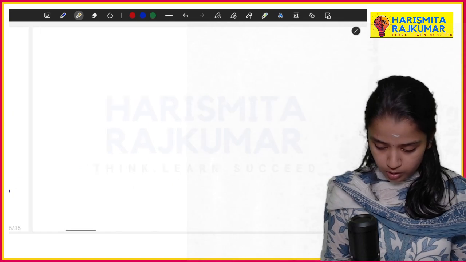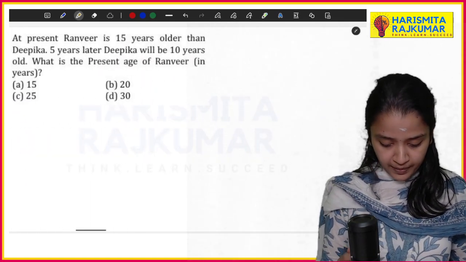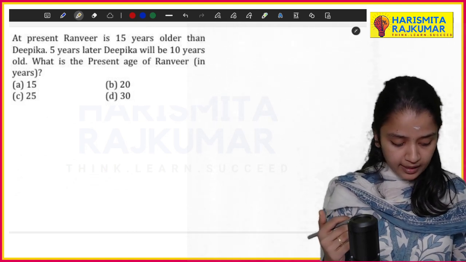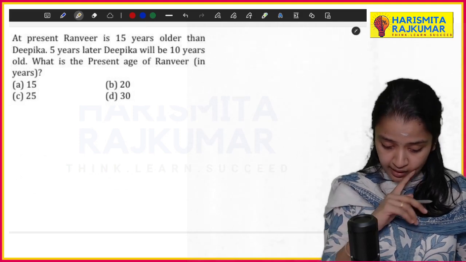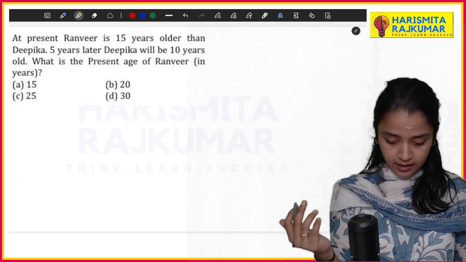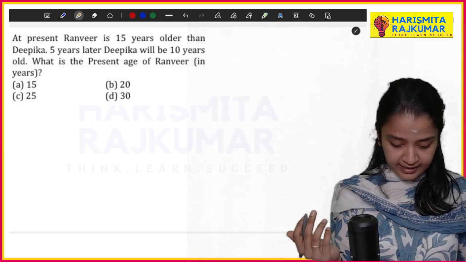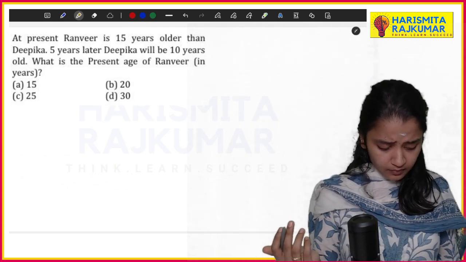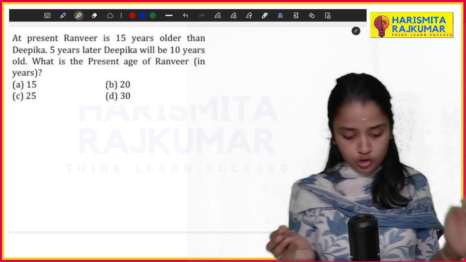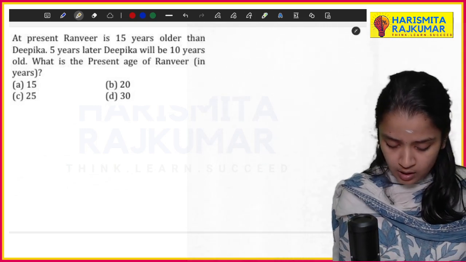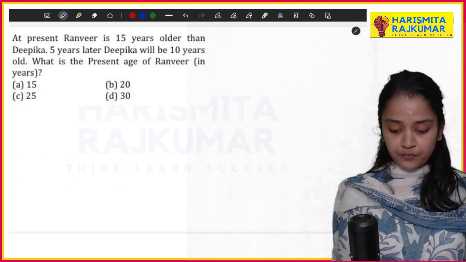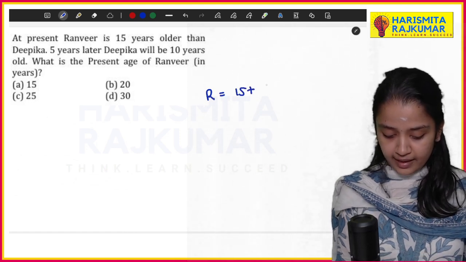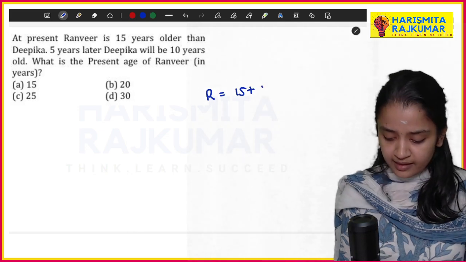Okay, now let's go to the next sum. Next sum: at present, Ranveer is 15 years older than Deepika. Okay, and 5 years later, Deepika will be 10 years old. So, what is the present age of Ranveer? Let us see. At present, Ranveer is 15 years older than Deepika, which means he is elder than Deepika.